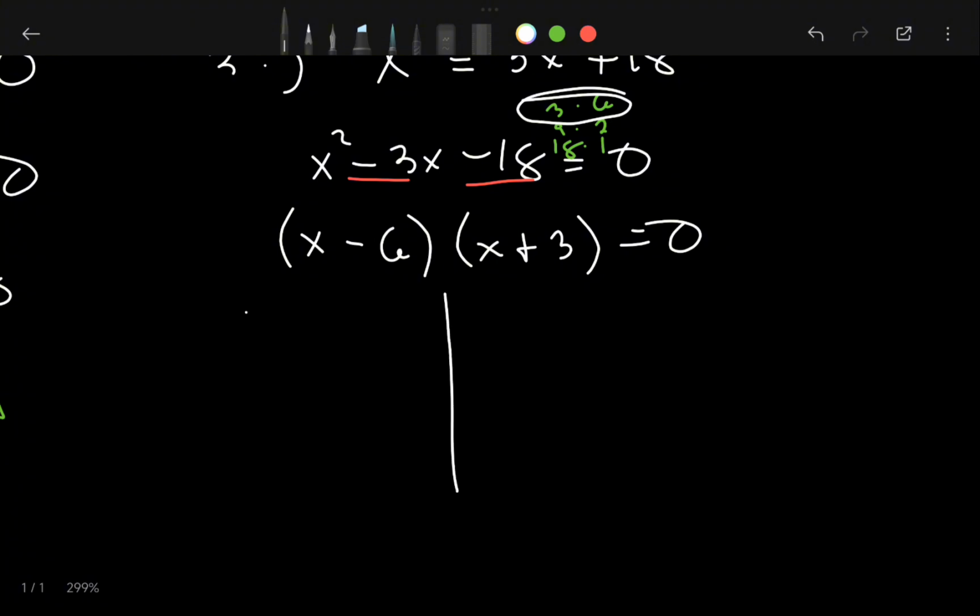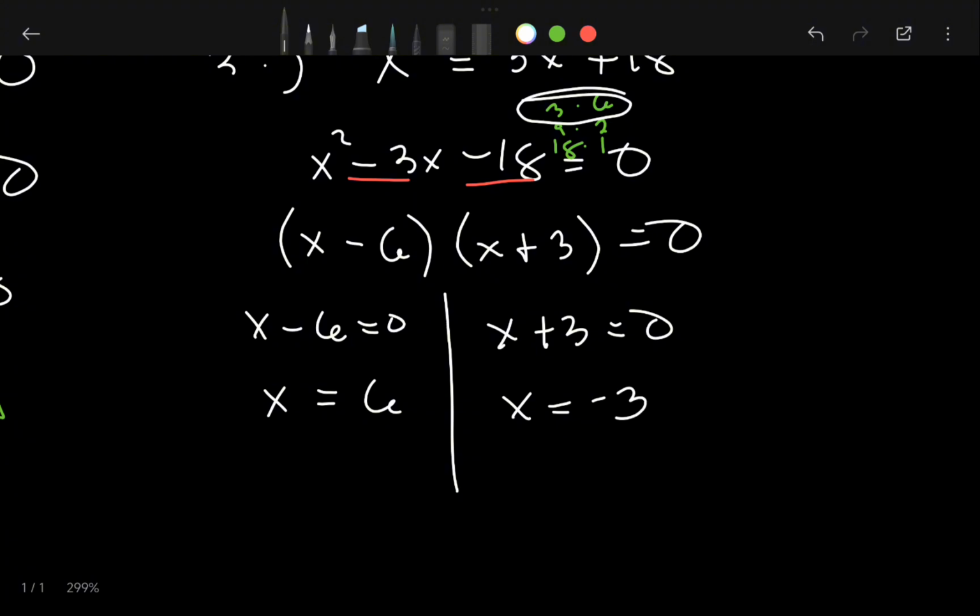And next is to apply the zero product property. Equate both factors to 0 and solve for x. So we have x is equal to 6 and x is equal to negative 3.